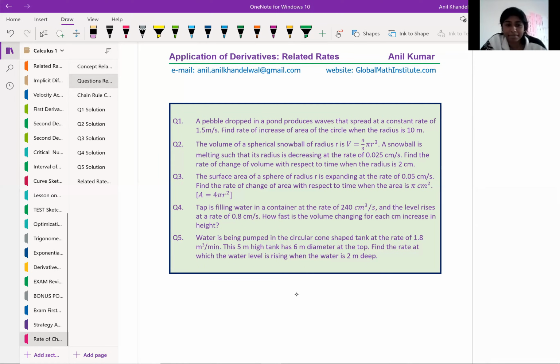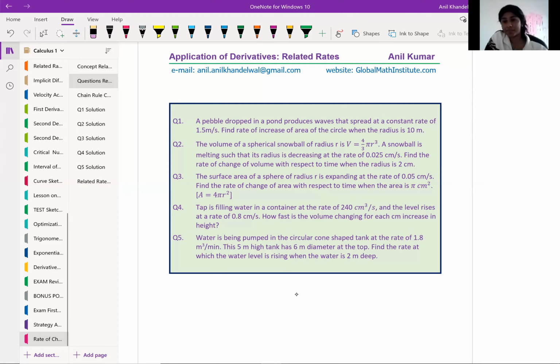Question 5. Water is being pumped into a circular cone-shaped tank at the rate of 1.8 meter cubed per minute. This 5-meter height tank has a 6-meter diameter at the top. Find the rate at which the water level is rising when the water is 2 meters deep.